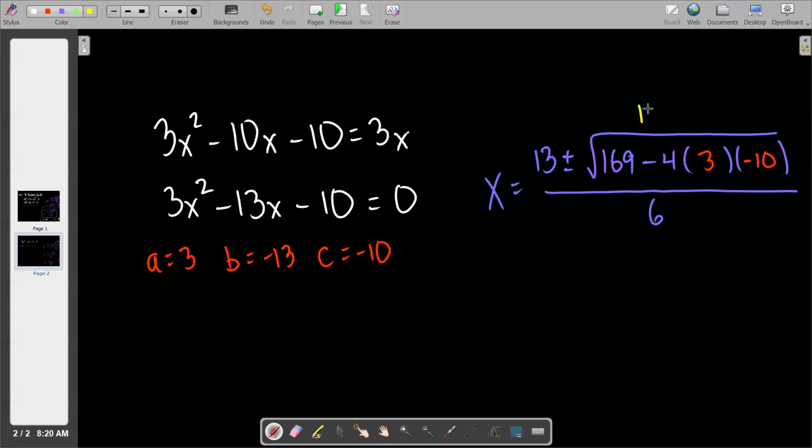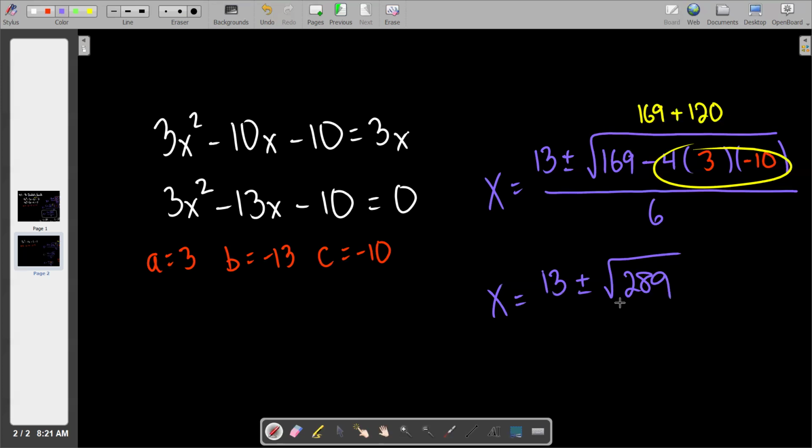So what we have inside the square root sign is actually 169 plus 120. 4 times 3 is 12 times 10 is 120. Keep it simple. Don't be laboring over those signs. You see people typing negatives times this times negative, and it's like, man, I'm failing you. Just figure out the sign, then do the math. Easy peasy. What's 169 plus 120? 289. All divided by 6.